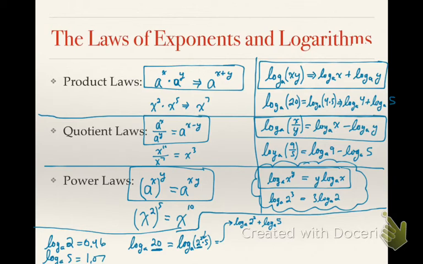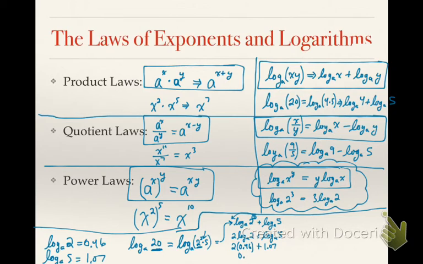Now I can apply the power law on the first one to give me this 2 out front, so it's 2 log base a of 2 plus log base a of 5. And notice because I was given that log base a of 2 is 0.46, I can substitute 0.46 in for log base a of 2. And I know the log base a of 5 is 1.07. So then I can use my calculator to finish this off.